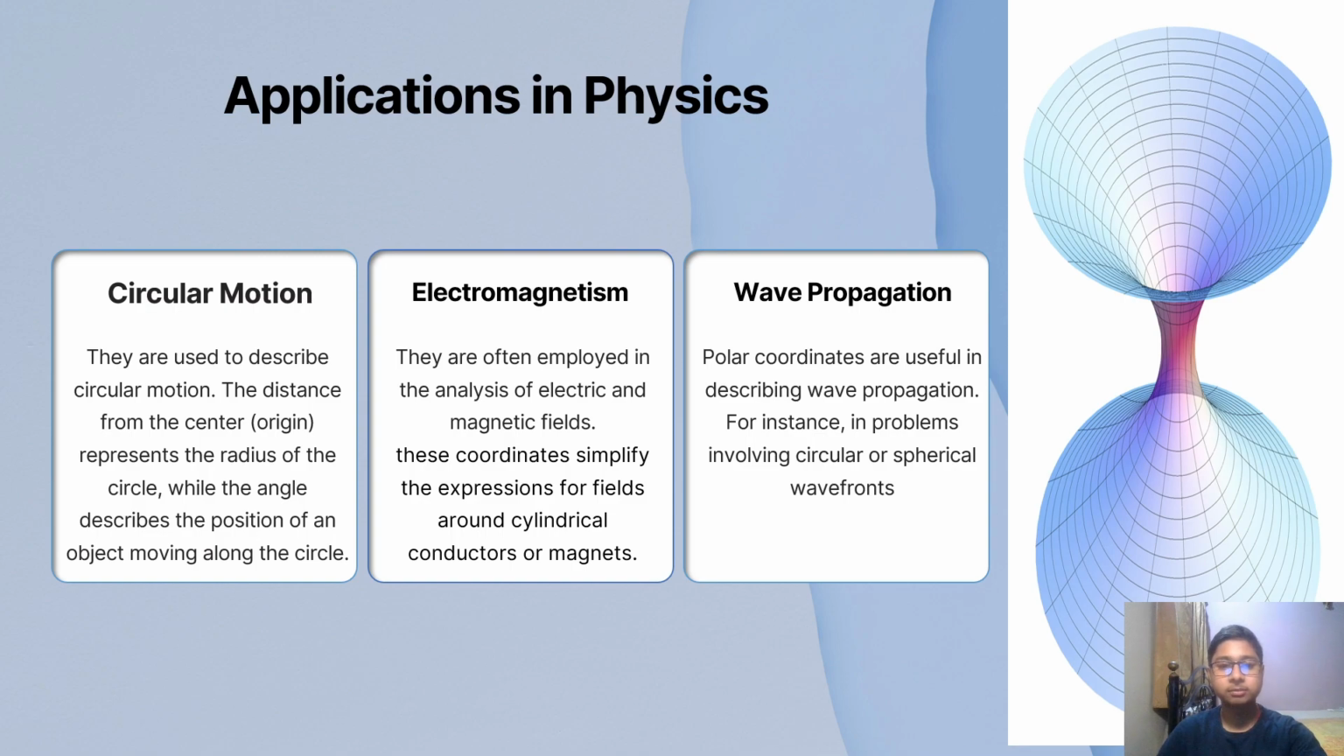In electromagnetism, especially when dealing with antennas and radiation patterns, polar coordinates are often employed. The radiation pattern of an antenna, for example, can be conveniently described using polar coordinates to represent the angular dependence of the electromagnetic field. In wave propagation, they are used to describe the propagation of waves, especially waves that exhibit radial symmetry. For example, in acoustics, the wave front emanating from a point source can be described using polar coordinates.